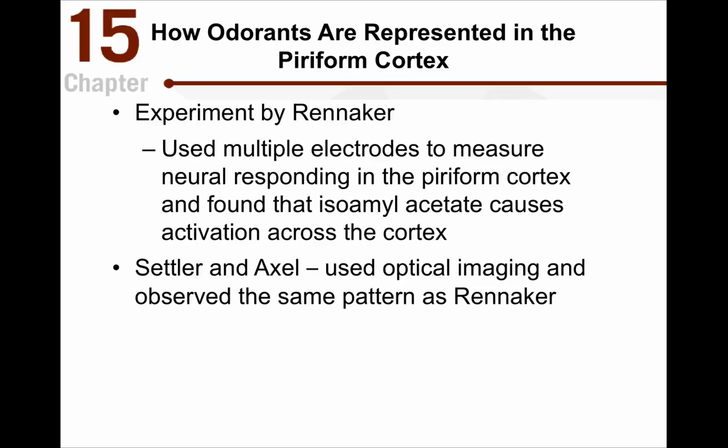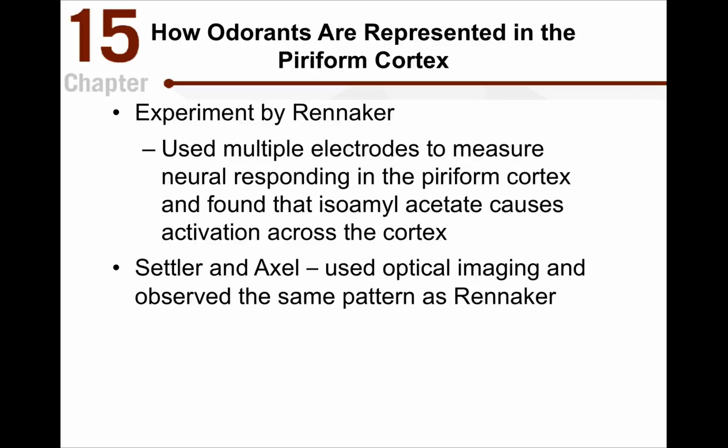In the piriform cortex, the first stop in the cortex, we have experiments by Rennaker that are mentioned in your book, where Rennaker used multiple microelectrodes to measure individual neurons in the piriform cortex, and found that a smell from isoamyl acetate causes activation across the cortex.